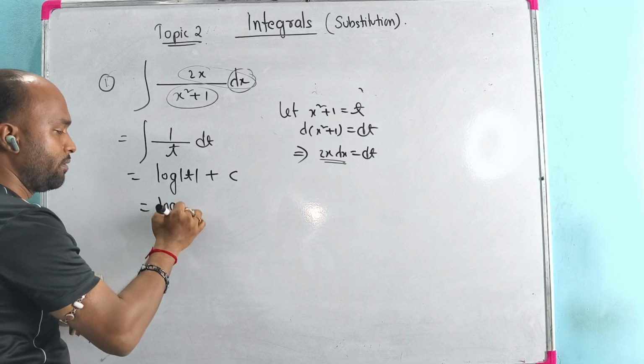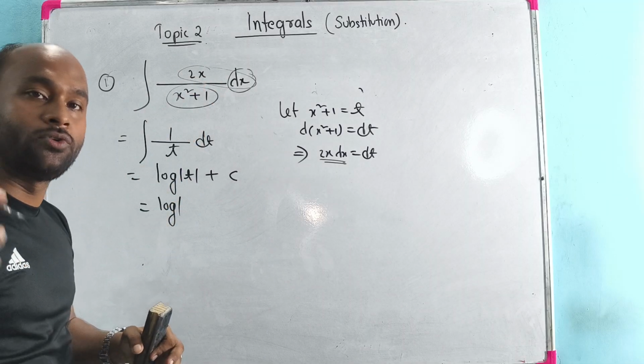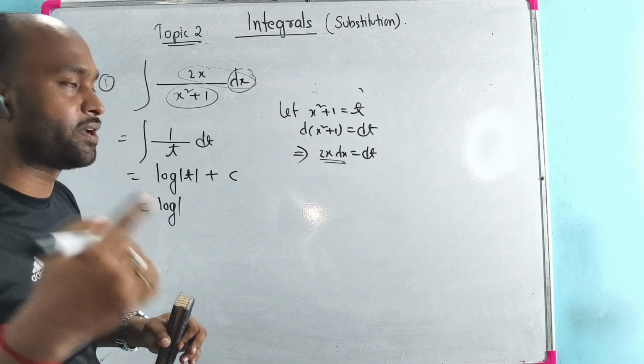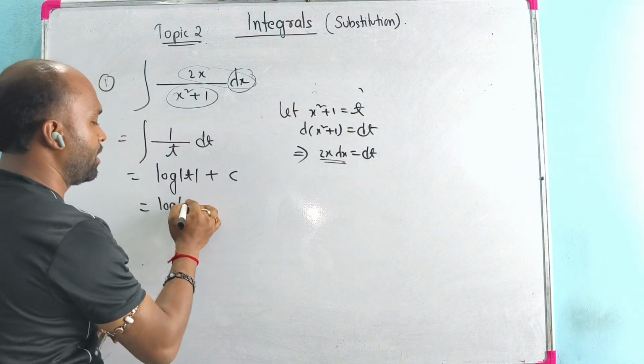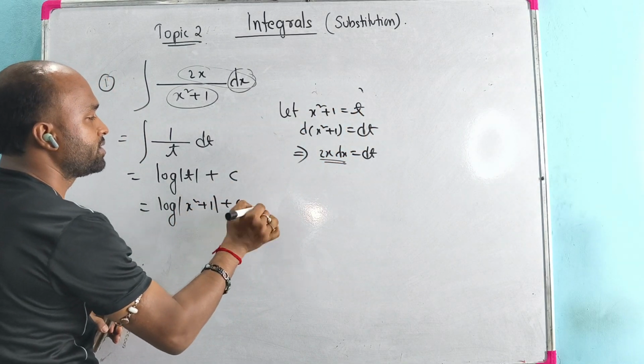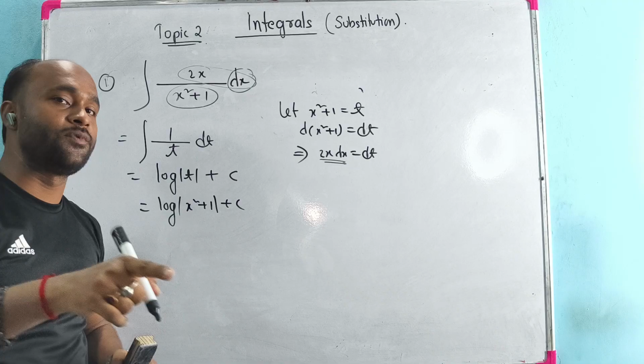Now as the main equation is in terms of x, I have to convert t back in terms of x. So t means what? x square plus 1 plus c. See, the method is very easy. So your main motive is to what?